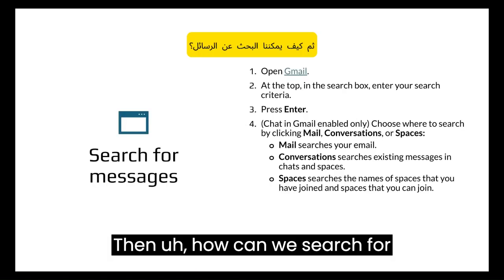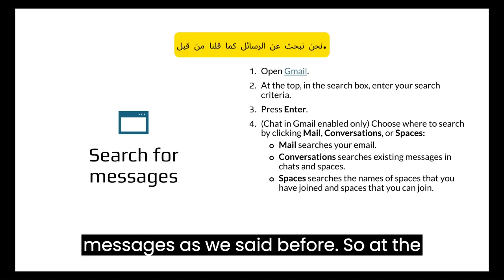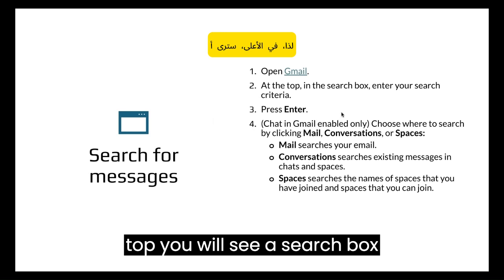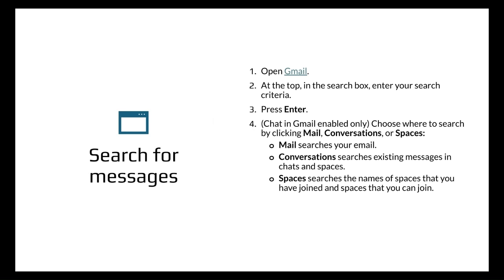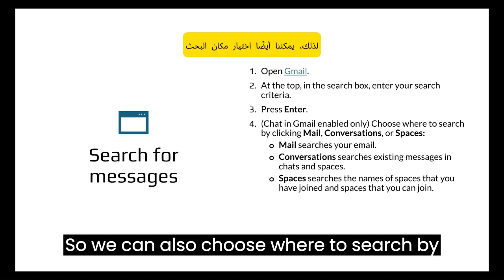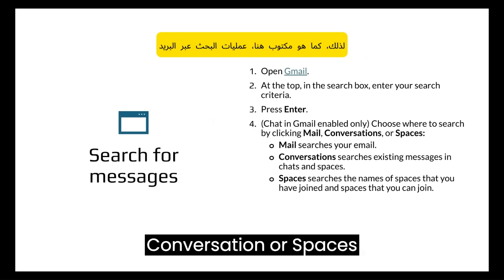Then, how can we search for messages? We search for messages as we said before. So at the top, you will see a search box, and we can enter search criteria and then press enter. So we can also choose where to search by clicking search in mail, conversation, or spaces.